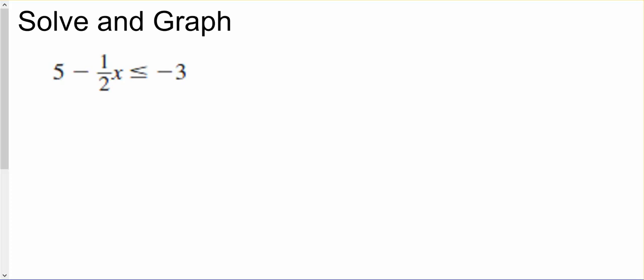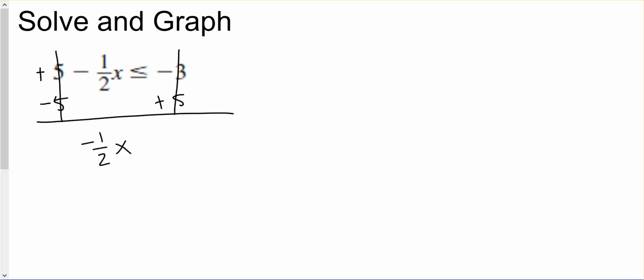Solve and graph. A little review of inequalities. We should be pretty proficient at this by now. We can look at this and say, okay, well, what's happening? Now, sometimes we get confused. We're adding 5 to the x here. That's what's happening. We're adding 5. We're also multiplying by negative 1/2 to the x. So what can I do? I can undo adding 5, working our way backwards through our order of operations.